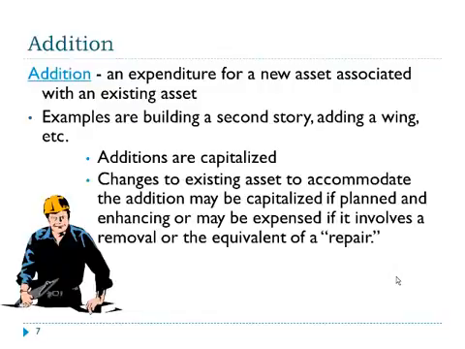Now, let's distinguish those period costs from items that are identified as additions. An addition is an expenditure for a new asset associated with an existing asset. Examples are building a second story or adding a wing. Additions are capitalized. They add to the value of an asset. Changes to existing assets to accommodate the addition may be capitalized if they're planned and enhancing, or they may be expensed if it involves a removal or the equivalent of a repair.